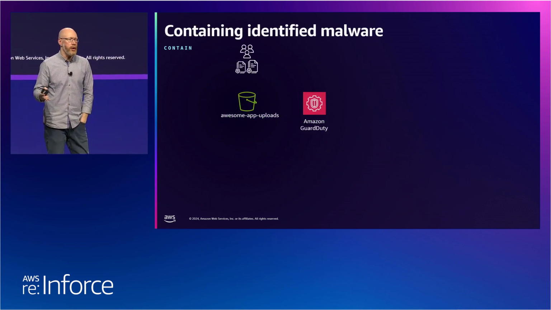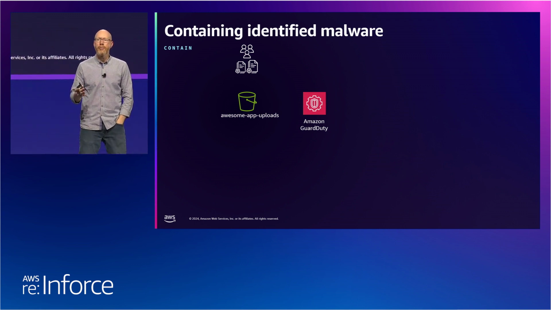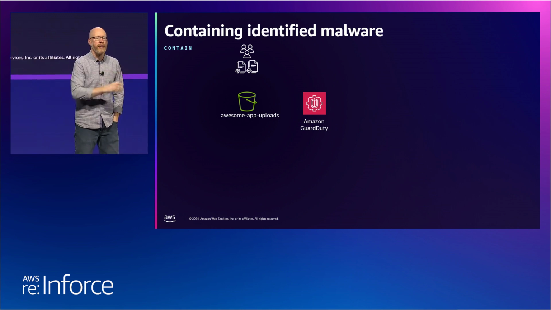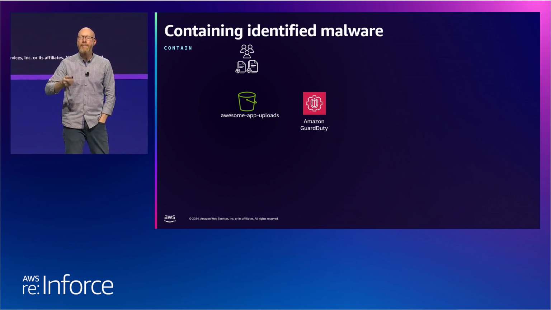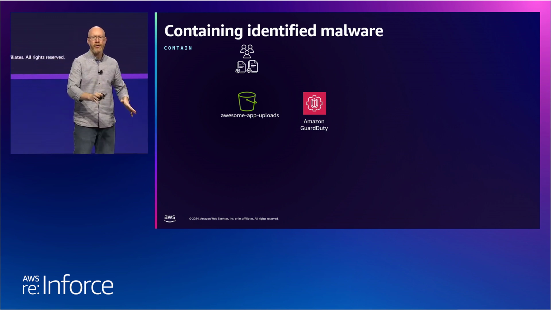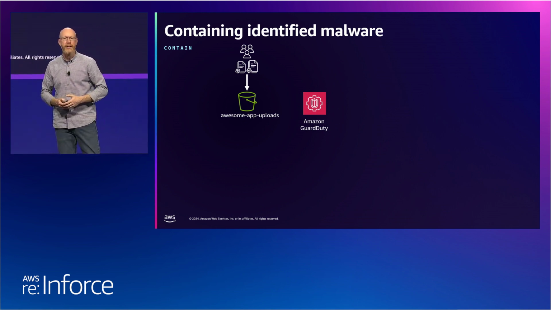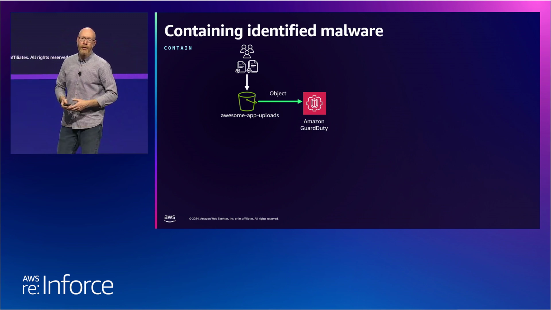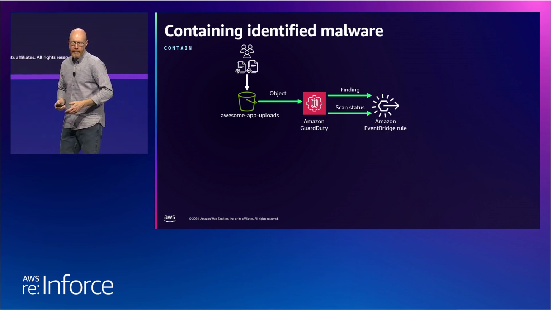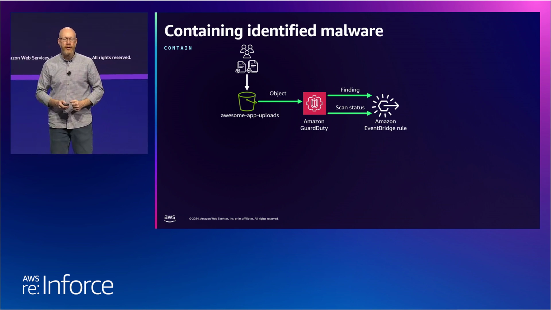And then there's containing. There are things that you can do in order to isolate that malware or make sure that it is not part of your standard happy path pipeline for any objects that you're receiving into your S3 buckets. So in this example, we have our bucket, we have GuardDuty configured to do the malware scanning. We have our end users, whether internal or external, sending data to this bucket. GuardDuty is getting that object and doing its scan. We're sending out that information, whether it be a finding or the scan status, to EventBridge.